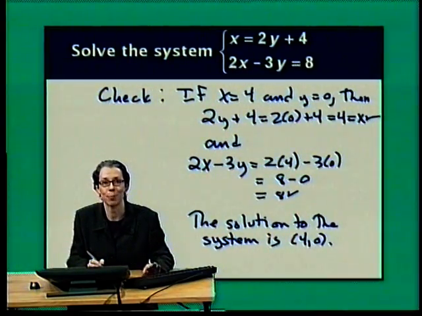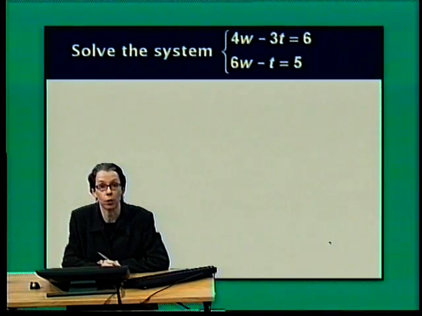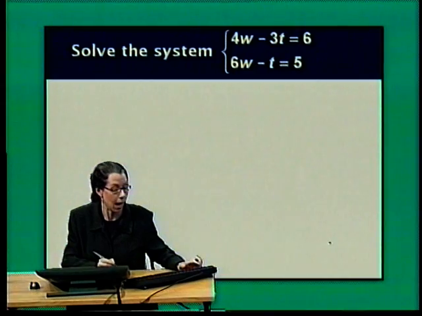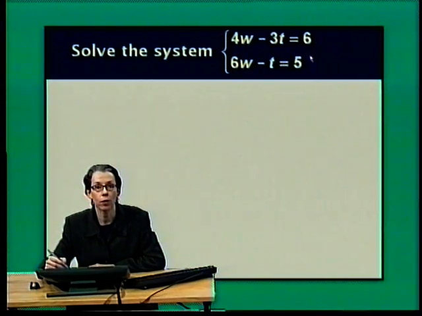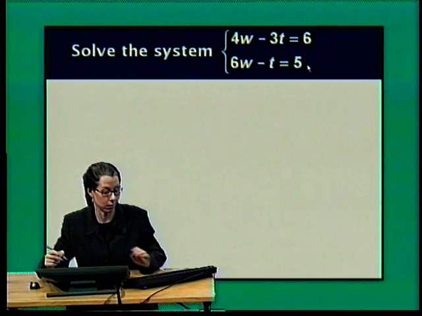Let's do another example. Now this example is a little bit different. Both equations are given in standard form. In neither of the equations is one of the variables solved for in terms of the other. But looking at this second equation, I can see that it will probably be fairly easy to solve for t in terms of w. I'm going to start there and then proceed like we did in the previous example.